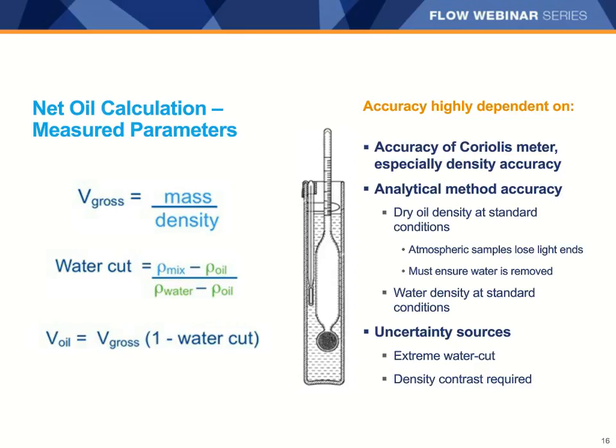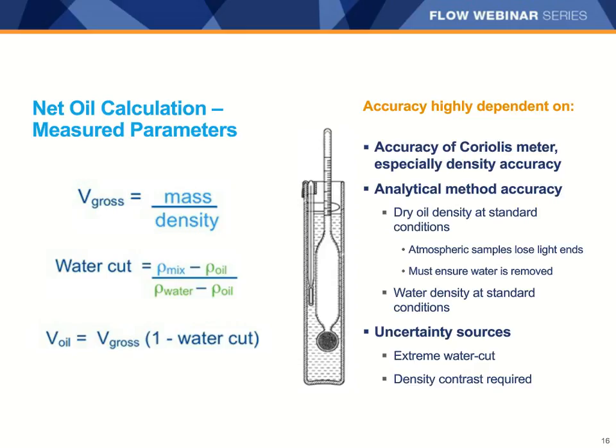So volume gross is measured from the meter from the mass and density. So we get volume gross via direct mass, direct density. We then multiply volume gross by 1 minus water cut to get the volume of our oil. Accuracy of the Coriolis meter, especially the density accuracy, is very, very important to maintaining accuracy in your final calculation of net oil. So when you're looking at what's the best flow meter or what's the best Coriolis meter to select if I'm going to be doing a net oil calculation, definitely consider the density accuracy specification when you do select that meter.